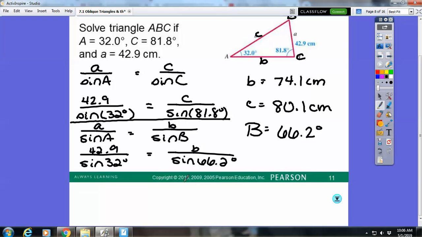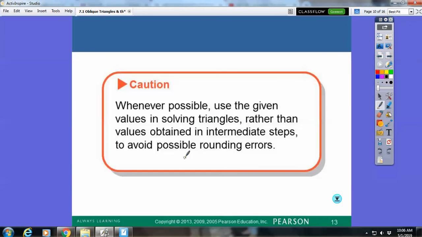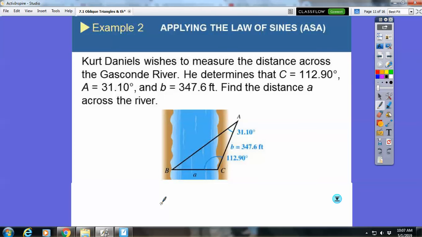Do we need another problem exactly like this? Okay with that one? And just as a word of warning, whenever possible, use the values that were given in the problem. I used my A and my sine A in both of those so that if you made a mistake in calculating one value, you don't miss everything after that. So if you can, use the numbers they gave you.